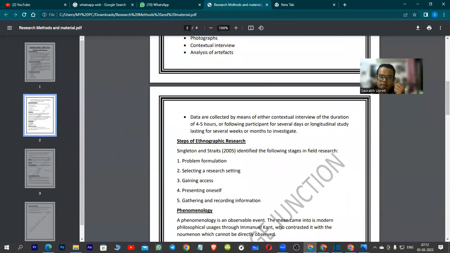Okay, data are collected by means of either contextual interviews of the duration of 4 to 5 hours, or by following participants for several days, or longitudinal studies. Now, this is very important. We are not doing a latitudinal study, we are doing a longitudinal study lasting for several weeks or months to investigate. Longitudinal is when you go for the same sample, but the time duration is extended. And latitudinal is when the time duration is minimized, but you take a lot of samples randomly. Okay, that is there.